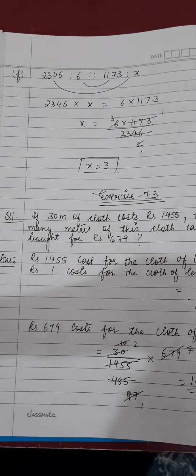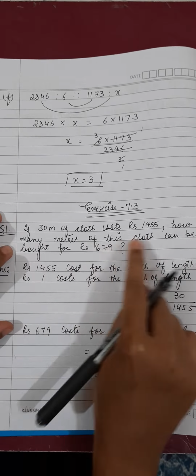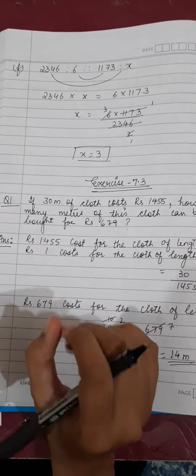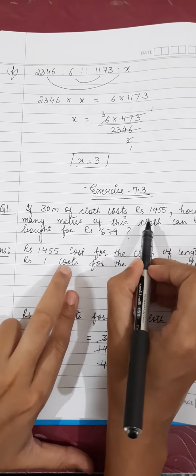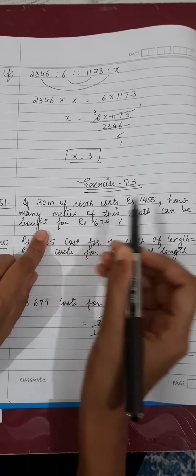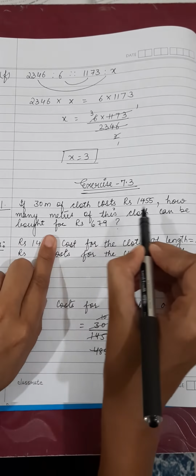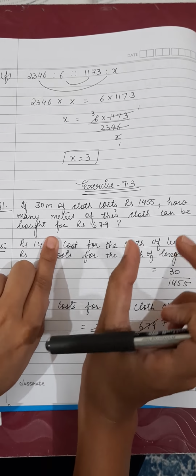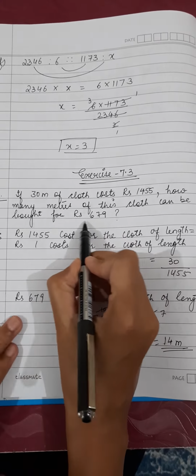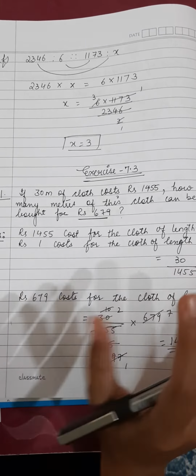Let's say if 30 meters of the cloth cost rupees 1455, how many meters of this cloth can be bought for rupees 679? In this I have been given the cost is 1455. This is the cost of 30 meters of cloth. Now I have to find the length of the cloth if the cost of that particular length is 679. So I have to find the length of the cloth which I have bought for 679. Okay, so now in this I am going to use the unitary method.